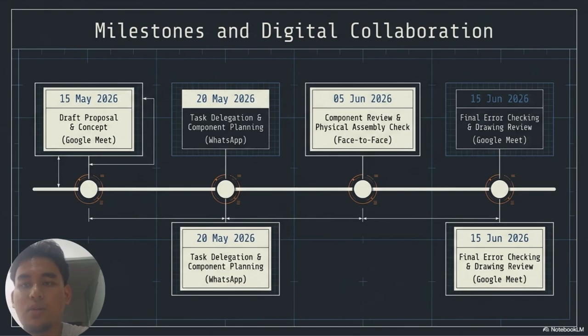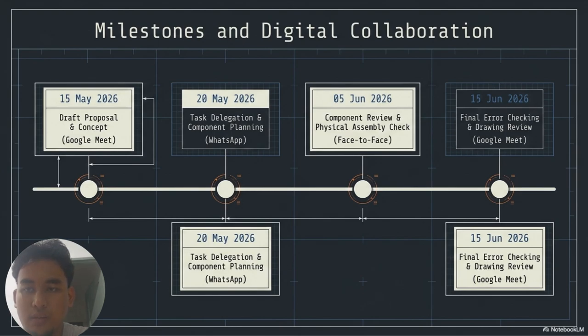Next, on 20 May 2026, the team coordinated through WhatsApp to delegate tasks and plan the individual components that would be designed by each member. After that, on 5 June 2026, we held a face-to-face discussion to review the design components and verify the physical assembly of the complete wind turbine structure. This stage ensured that all parts were compatible and correctly positioned.